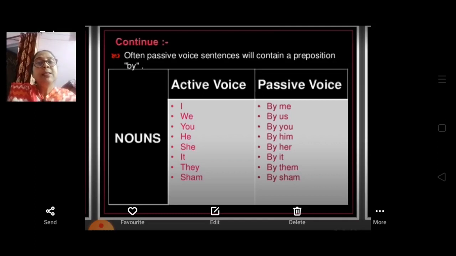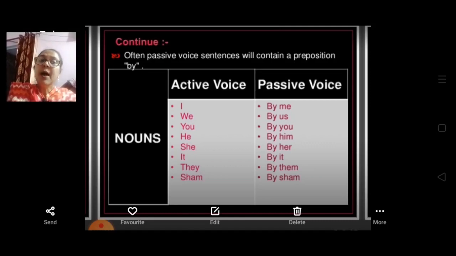So for the subject, if it is written I make a chapati, how are we going to change the pronoun in passive voice? It will become me. So the chapati was made by me. So I made chapatis. The chapati was made by me. So always remember this concept. By will be there and after that I will become me.